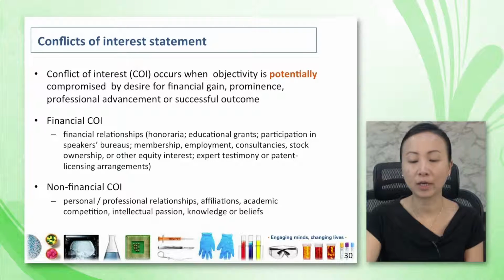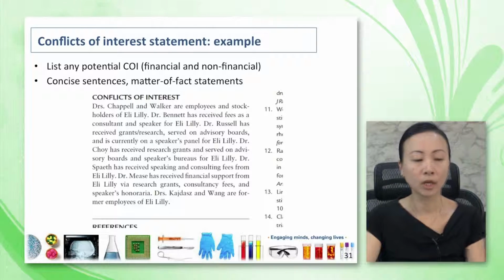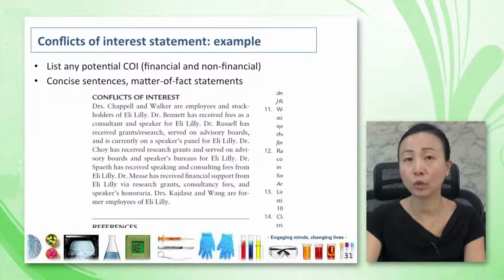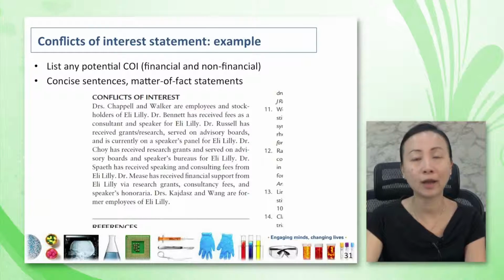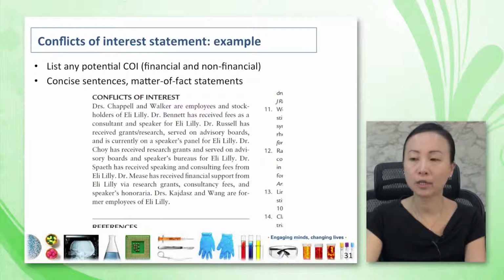Conflicts of interest may be financial or non-financial. Financial conflicts of interest include financial relationships, and here are some examples. Non-financial conflicts include personal or professional relationships, affiliations, academic competition, intellectual passion, knowledge or beliefs that might affect an author's objectivity. So in this section, provide information about any potential financial and non-financial conflicts of interest that you can think of, even if you believe that it's not important or irrelevant to the study at hand. Write it down here anyway, and the journal's editor will judge for him or herself. Brief matter-of-fact statements are fine, and here is an example taken from an article published in Clinical Therapeutics.